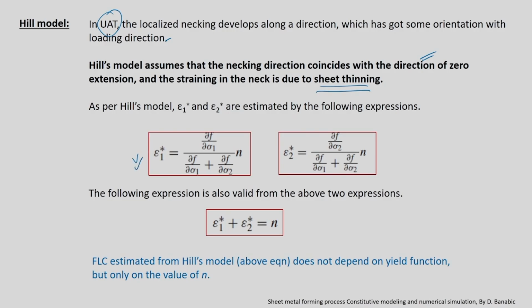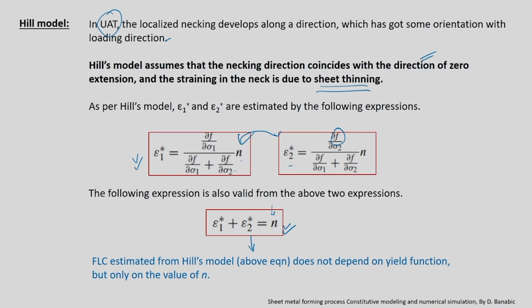You will see epsilon 1 star is dou f by dou sigma 1 divided by dou f by dou sigma 1 plus dou f by dou sigma 2, into n. Similarly, epsilon 2 star is dou f by dou sigma 2 divided by dou f by dou sigma 1 plus dou f by dou sigma 2, into n, where f is our own yield function. If you combine these two equations, you will get this particular equation. This equation is already known to us, isn't it? Epsilon 1 star plus epsilon 2 star is equal to n. So if we add these two, it leads to our previous equation, which gives you the maximum tension line.